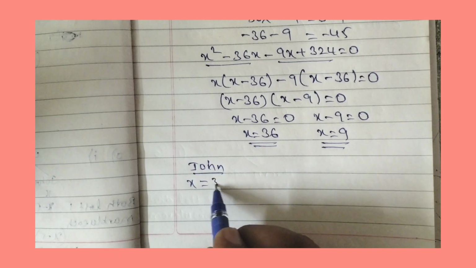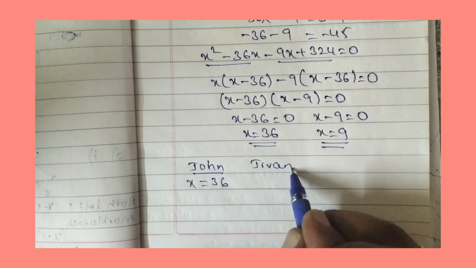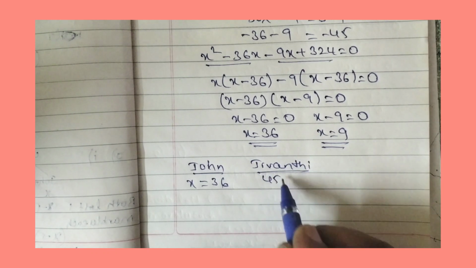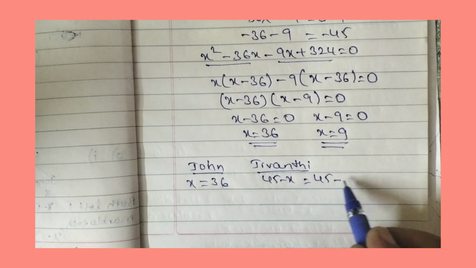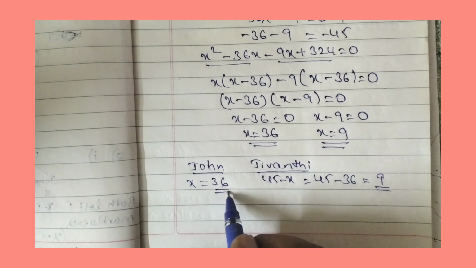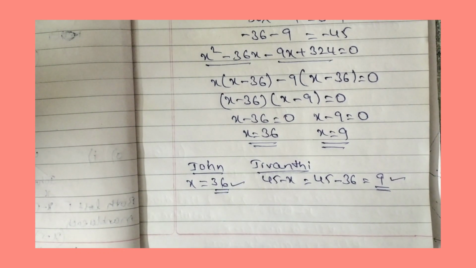Marbles, if x is equal to 36, then Jivanti will have 45 minus x, that is equal to 45 minus 36, which is equal to 9. So if John has 36 number of marbles, then Jivanti has 9.